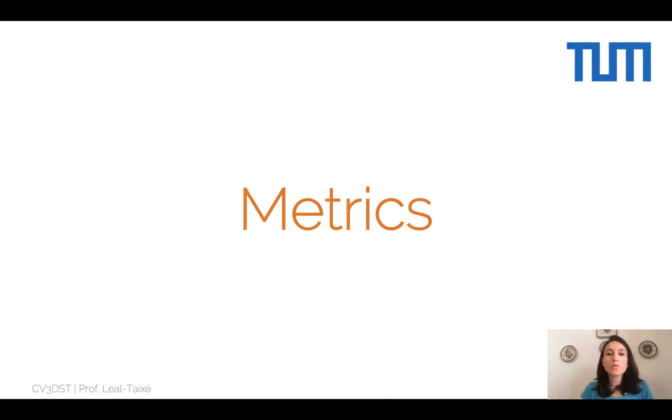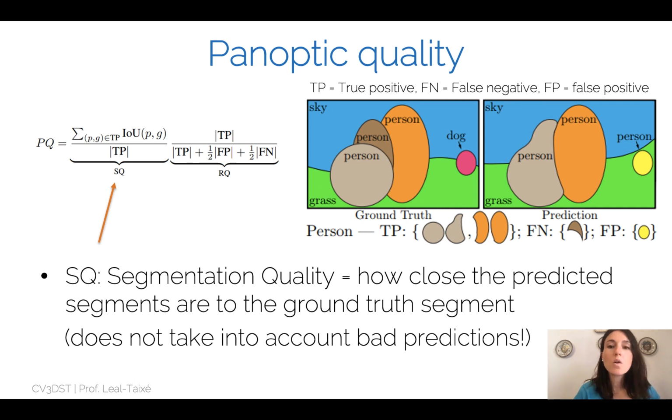Excellent, so we can now move to the metrics. We know how to measure semantic segmentation, we know how to measure object detection, but how do we measure panoptic segmentation quality? The panoptic quality measure contains two parts. The first term measures the segmentation quality, meaning how close the predicted segments are to the ground truth segments. You can see that this is measured with the IOU, the intersection over union of the two true positive masks, so essentially not taking into account bad predictions. This is just one part of the panoptic quality measure.